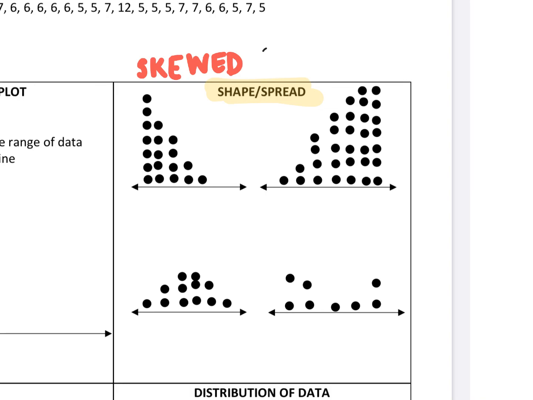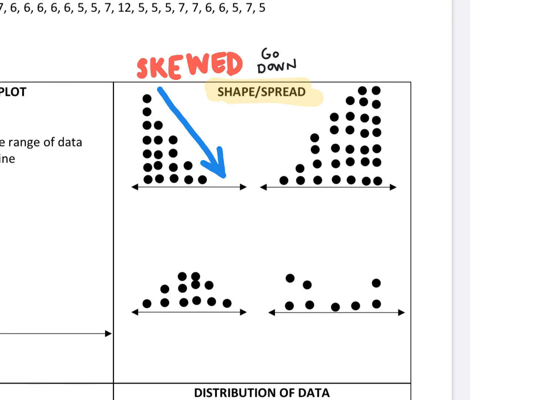Skewed means to, in this case, go down. Okay, go down. You'll see what I'm talking about in just a minute. All right, let me show you the first example. When we talk about this example right here, you notice that the dots are going down on the right-hand side. Therefore, we call this right skewed.